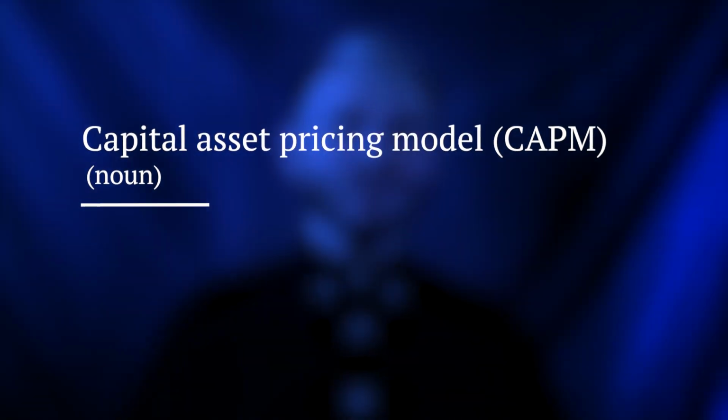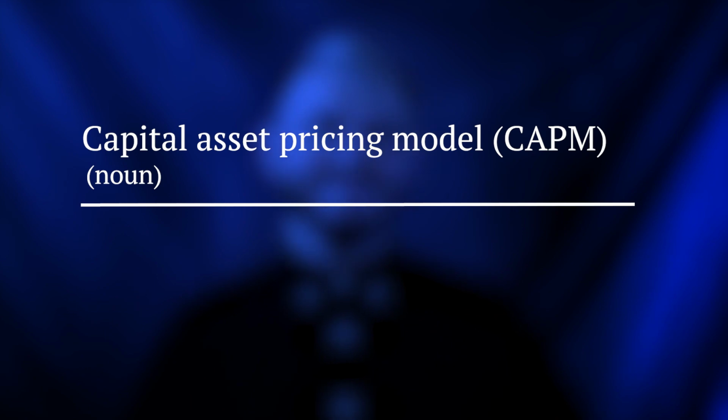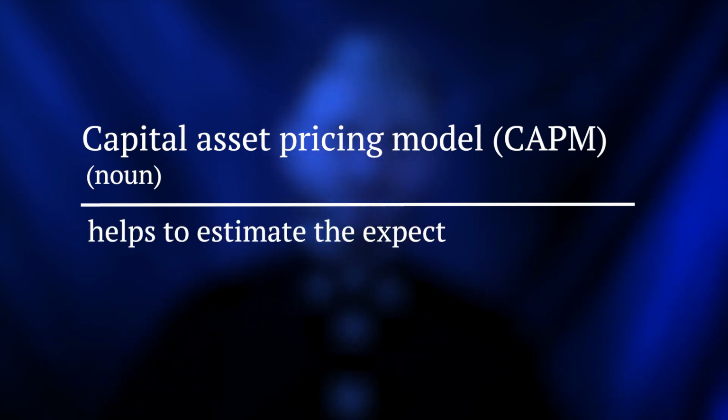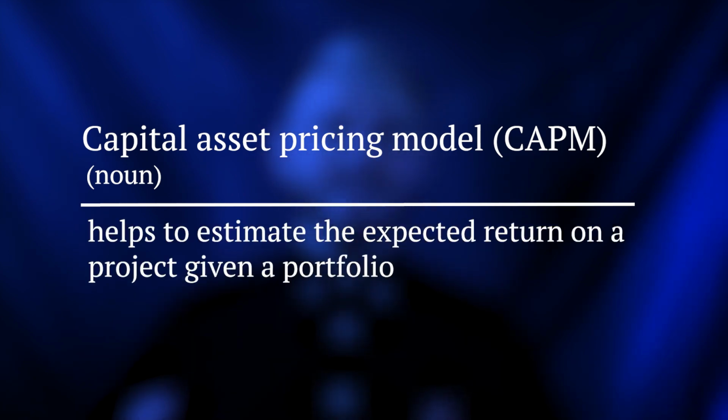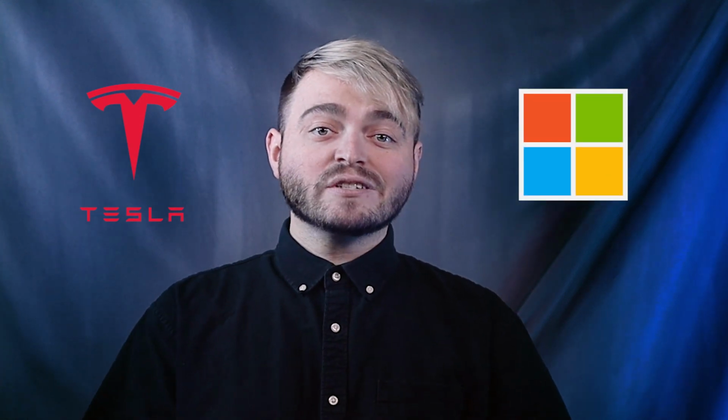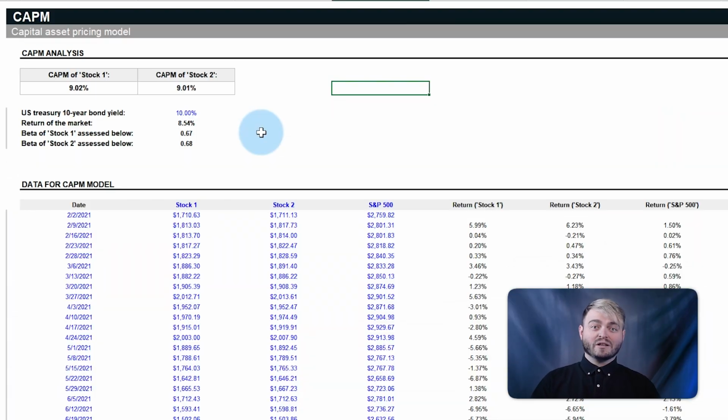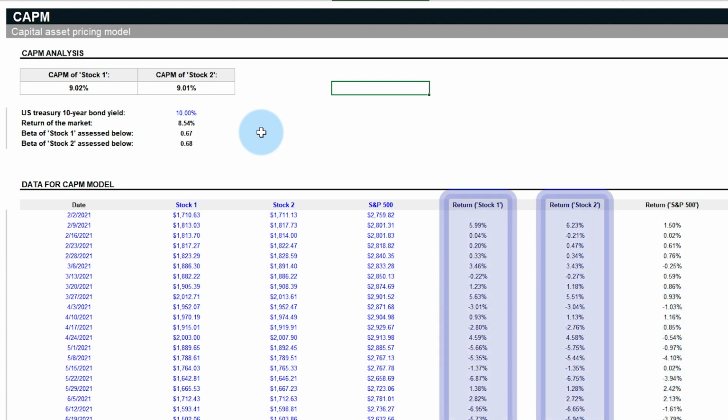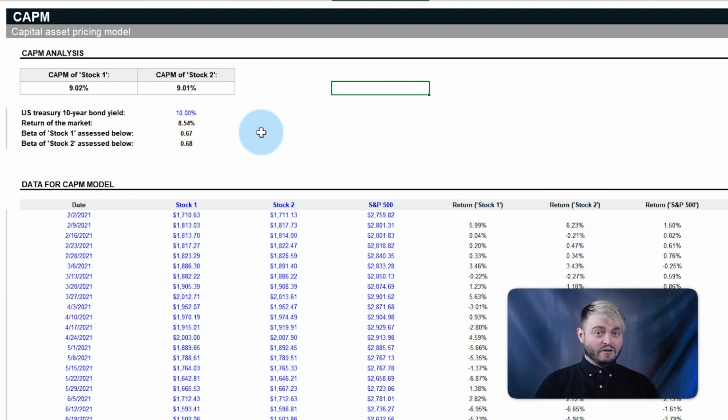Last up is the Capital Asset Pricing Model, or CAPM, which helps to estimate the expected return on a project given a portfolio of other projects. So let's just say you're considering two different stocks to invest in, Tesla or Microsoft, but want to understand their potential returns based on their risk relative to the rest of the market. By using the CAPM formula, you can estimate the expected return, aka profitability, of each stock and compare their respective levels of risk against your own risk tolerance.